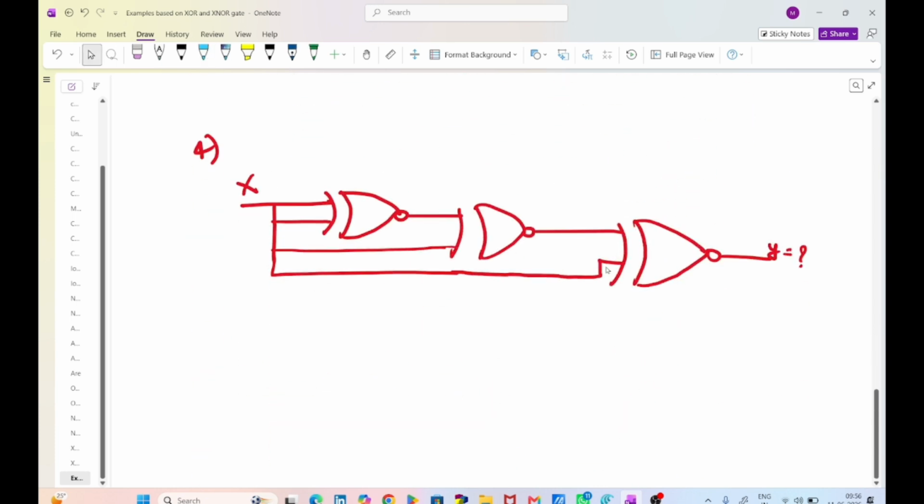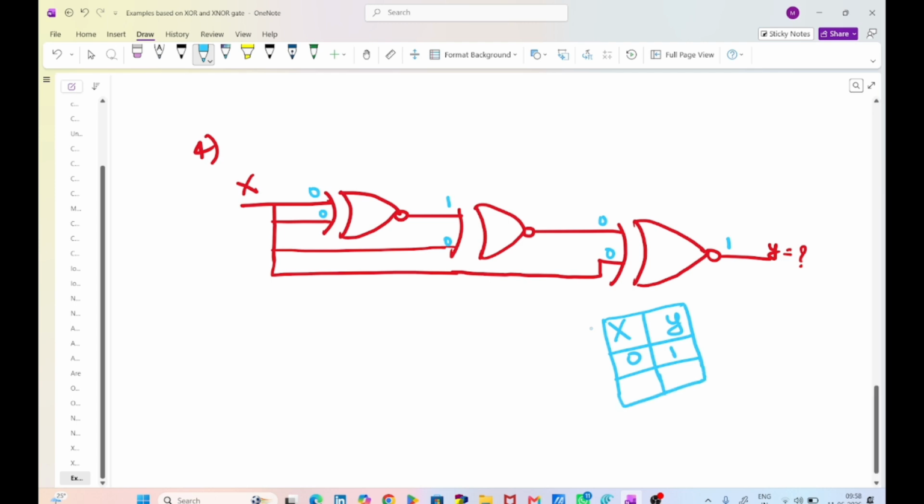Let us do the same thing. First, give X is equal to 0 0 0 0. We know that 0 XNOR 0 is 1. 1 XNOR 0 is 0. 0 XNOR 0 is 1. Let us write the table here: X, Y. When X is 0, the output Y is 1.